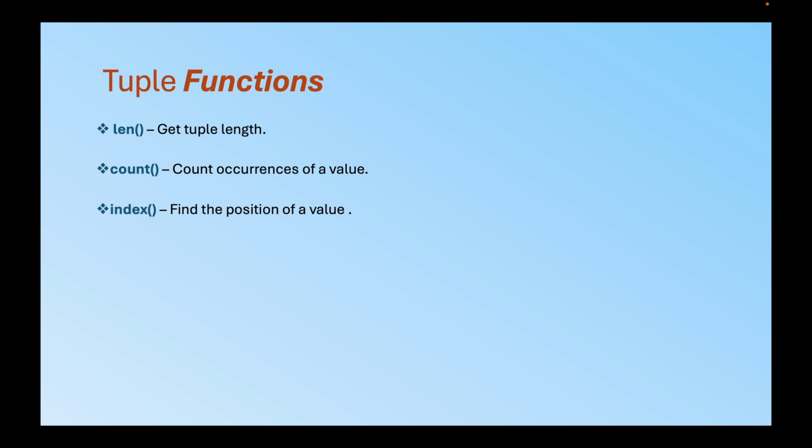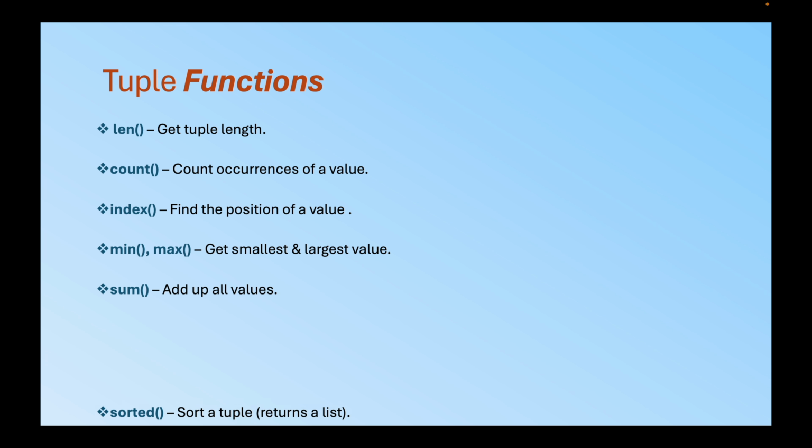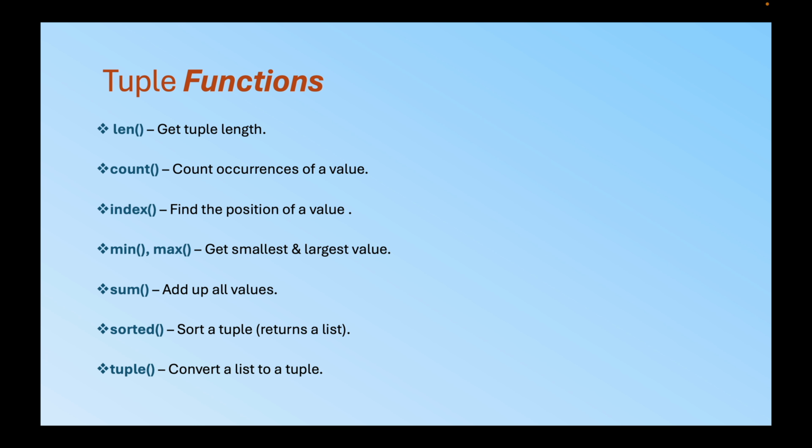Tuple functions are built-in functions that allow us to perform different operations on tuples. The len function gets the tuple length. The count function counts the occurrence of a value. The index function finds the position of a value. Min and max functions get the smallest and the largest value of a tuple. The sum function adds all the values. The sorted function sorts a tuple and returns a list. And the tuple function converts the list to a tuple. Any and all functions check for the true or false value of a tuple.